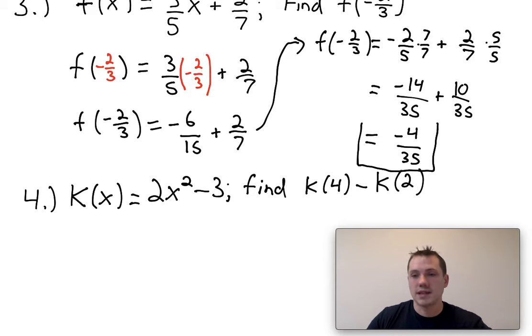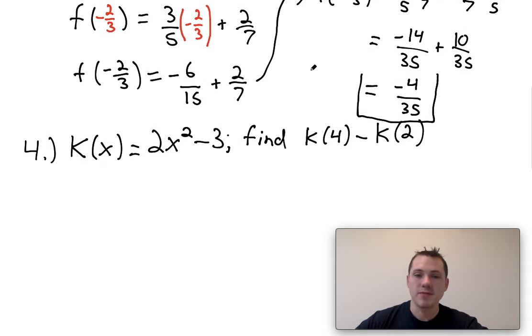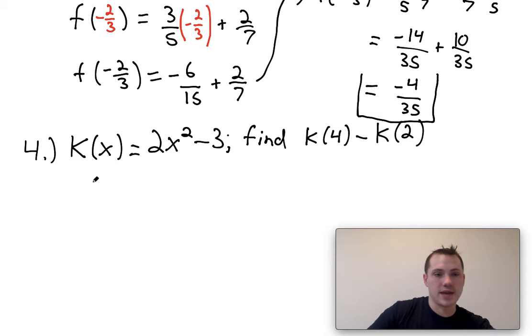Now, if we take a look at the last one, it involves kind of an added step. So we're not just dealing with functions here, but we're actually dealing with an operation involving a function. So when we have such an operation taking place, we have to be sure to evaluate both of these functions. So we have to figure out what k of 4 is, and then we have to figure out what k of 2 is, and then we have to subtract one function from the other. So let's go ahead and try to do that.